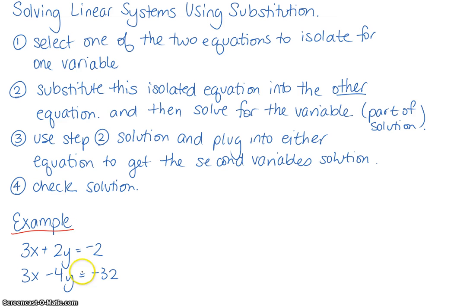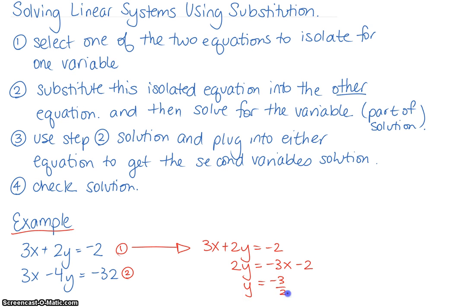So let's take a look at this example here. Let's label this equation number 1 and equation number 2. If I look at equation 1, we're going to do step 1 with it. We're going to select one of the two variables to isolate for. We can either isolate for x or we can isolate for y. It's your choice. It doesn't really matter which one. Now let's just say we isolate for y. So 2y is going to equal negative 3x minus 2. If I divide both sides by 2, we get this.